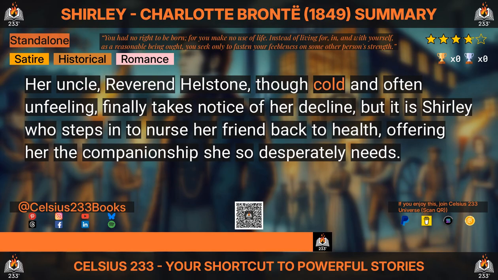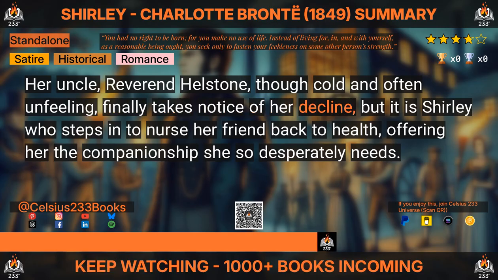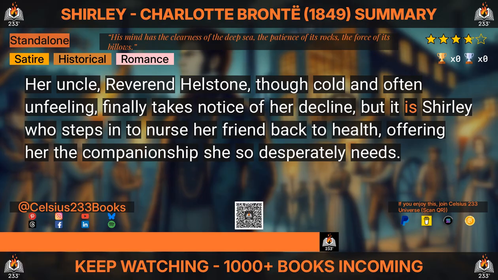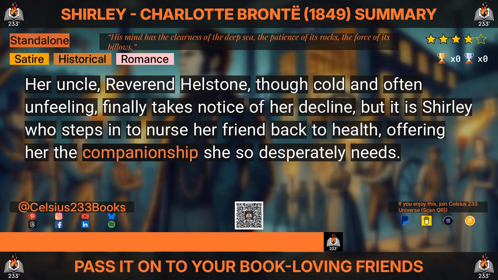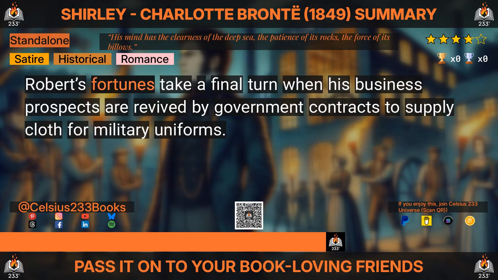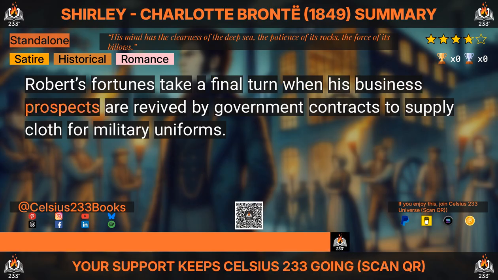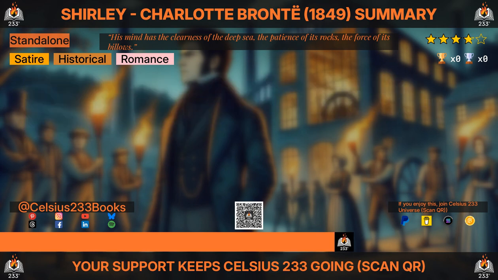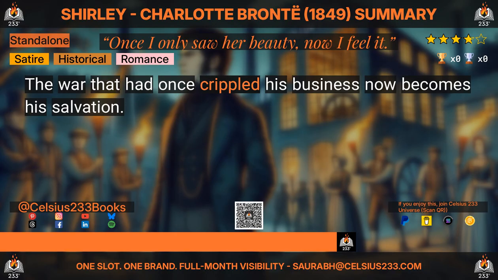Her uncle, Reverend Helstone, though cold and often unfeeling, finally takes notice of her decline. But it is Shirley who steps in to nurse her friend back to health, offering her the companionship she so desperately needs. Robert's fortunes take a final turn when his business prospects are revived by government contracts to supply cloth for military uniforms. The war that had once crippled his business now becomes his salvation.